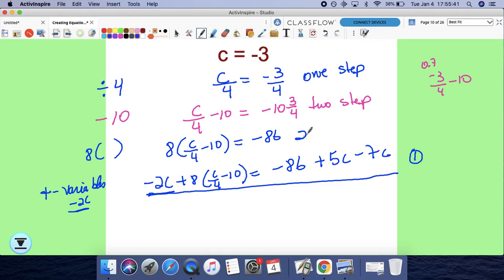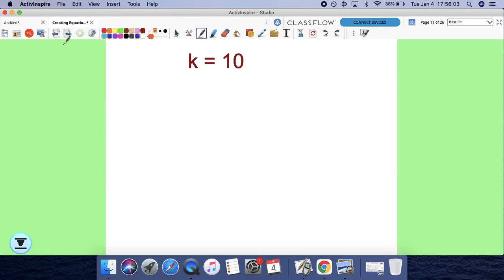The second most complex is this one. This just has distributive property. It doesn't have combining like terms. This one is just a two-step equation. And the first one that we created is just a one-step equation. Okay. We'll do one more.